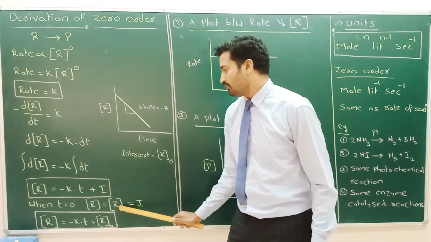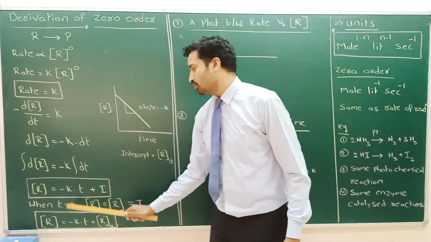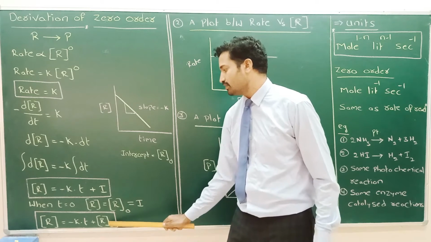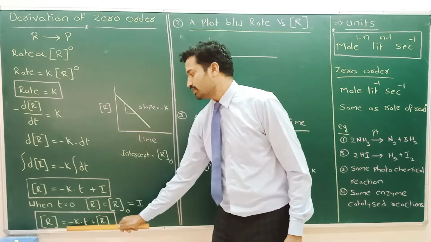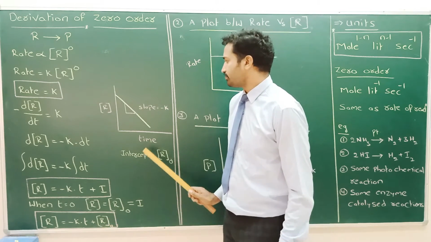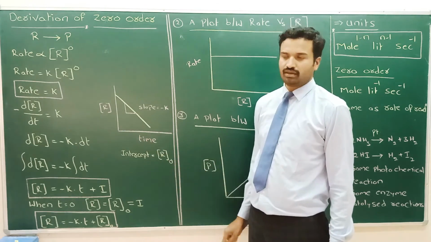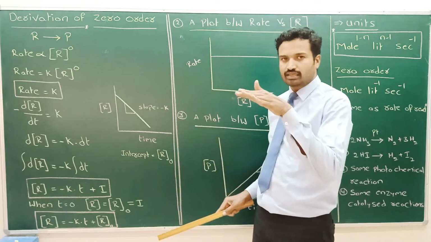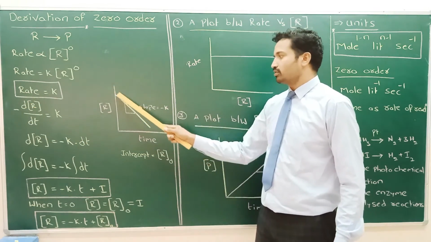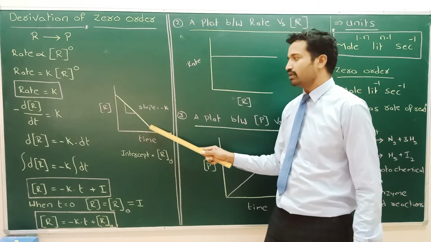Then if we substitute the R naught value here, that is the I value, this is the formula: reactant concentration R is equal to minus K into t plus R naught. Here, see the graph of reactant concentration versus time. With time consumption, the reactant concentration gradually decreases. That's why there is a minus sign: decreasing concentration, negative slope, minus K.